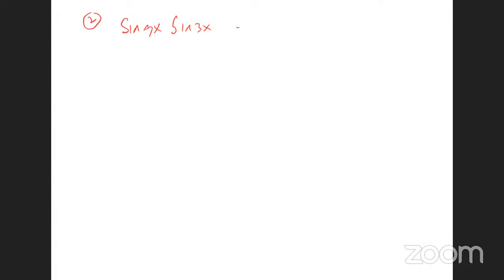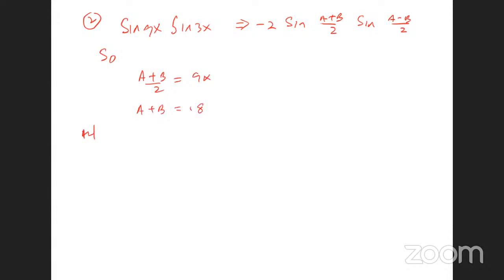And we're going to compare this to 2 sine (A plus B) on 2, sine (A minus B) on 2. We can always get rid of this minus 2. The trick now is for us to figure out what A and B are. So here's what we know. By comparing, we know that A plus B over 2 is 9x. So it means that A plus B is 18x. And we also know that A minus B on 2 is 3x. So A minus B is 6x.